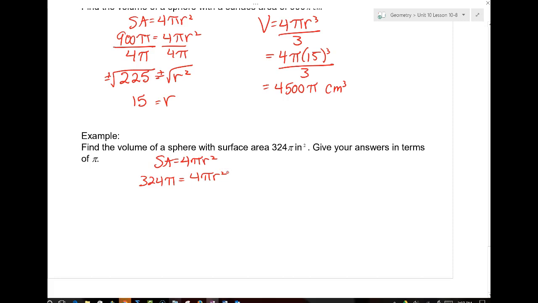What do I divide both sides by? All right, so what are you going to get? Do it with pi as well. What do you guys get? 81. So 81 equals radius squared. Can we take the square root of both sides then? But what's the square root of 81, guys? 9. Then you just have to plug and chug it into your formula.